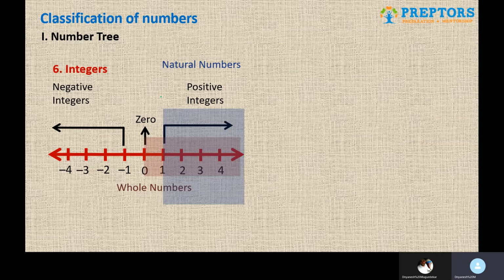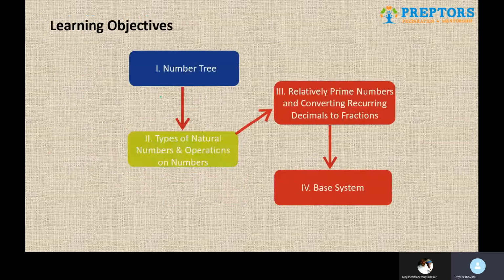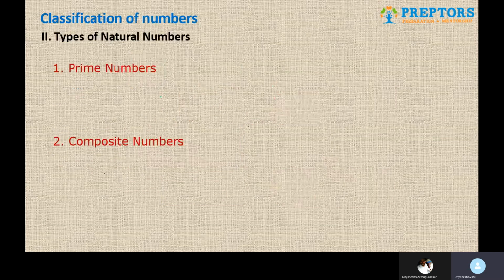Now we are going to continue the same part, and we are going to see some new definitions of the numbers.